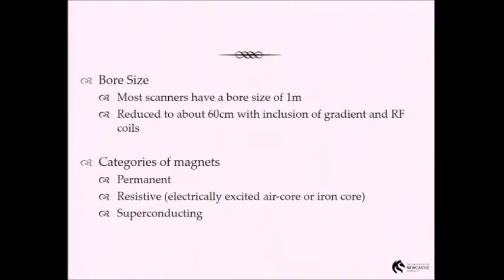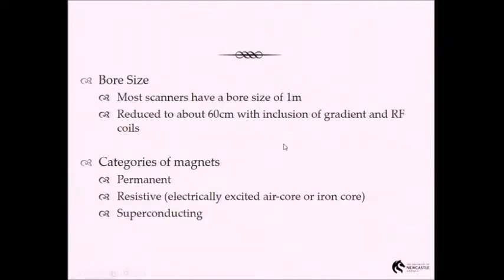An interesting thing with scanners is that when they're manufactured as a magnet, as a vessel, the bore is normally about 1 metre, and then it gets reduced to that 60 centimetre or 70 centimetre by including all the hardware that we need for spatial localisation, for those gradient coils, for the RF transmitters.